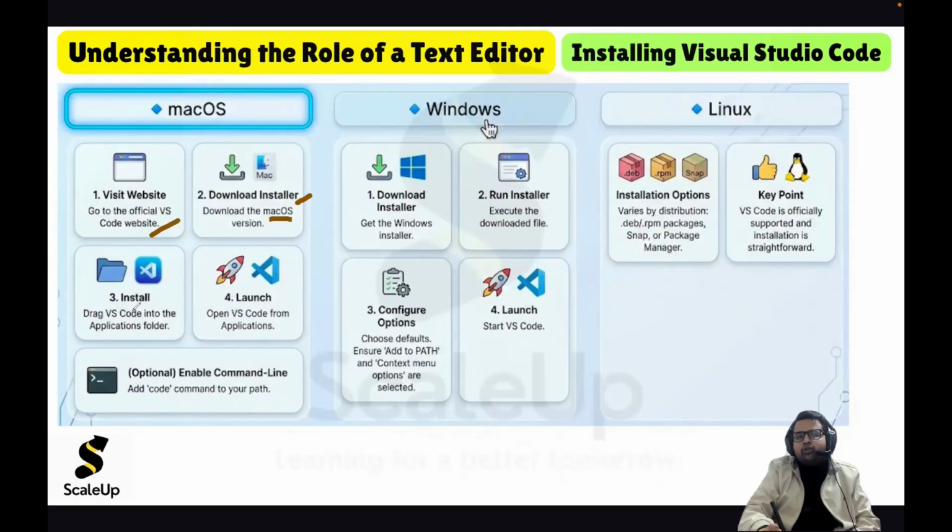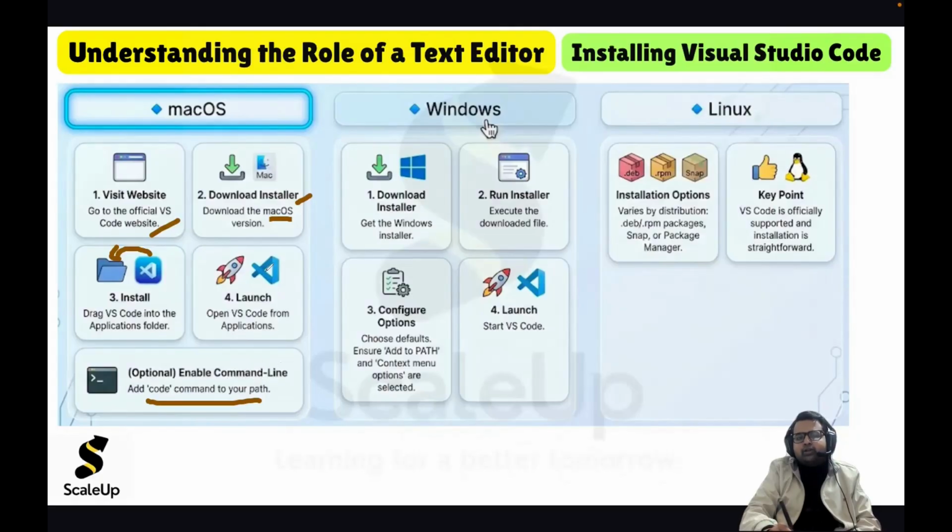For installing, whatever installer you got, you just drag and drop it in the Applications folder and launch it from there. Click on that icon, and then you will see VS Code in action. And you can enable the command line also. Just add the code command to your path.